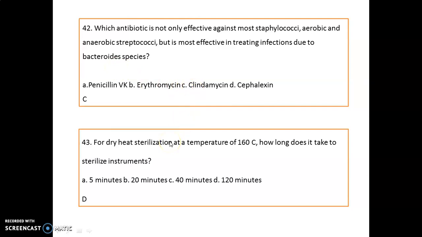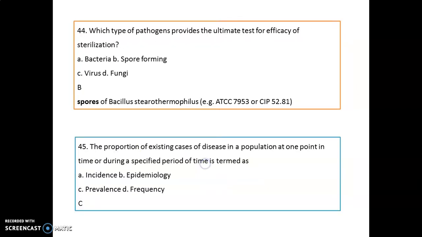Now, a dry sterilization question. If you are doing dry sterilization at a temperature of 160 degrees Celsius, how much time will it take to sterilize your instruments? It will take around 120 minutes. Then, which type of pathogen provides the ultimate test for efficacy of sterilization? That is spore forming, the spores of Bacillus stearothermophilus. You can even remember the strain, that is ATCC 7953 or CIP 52.81.